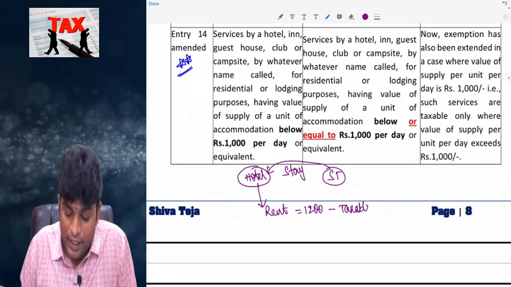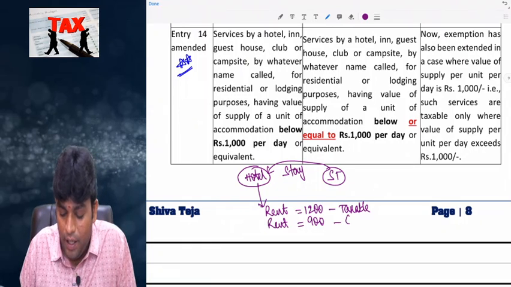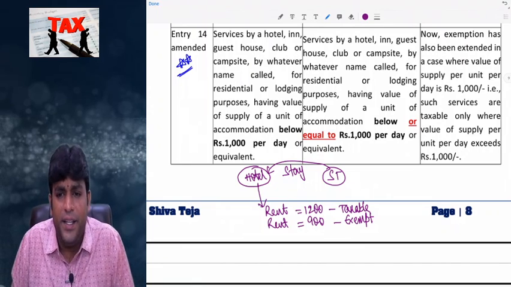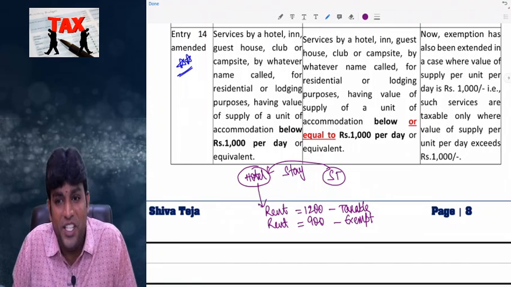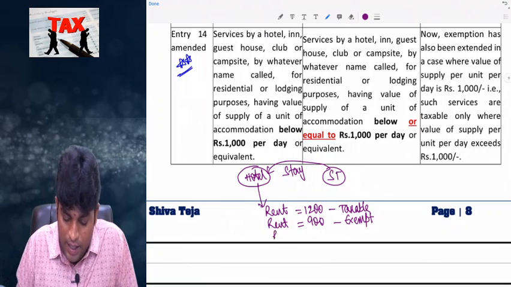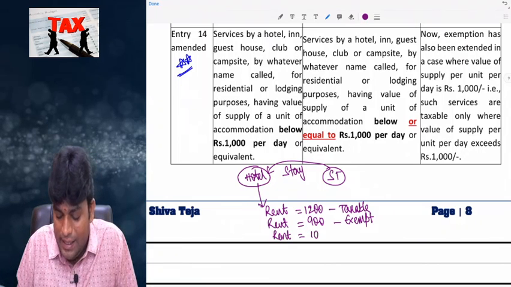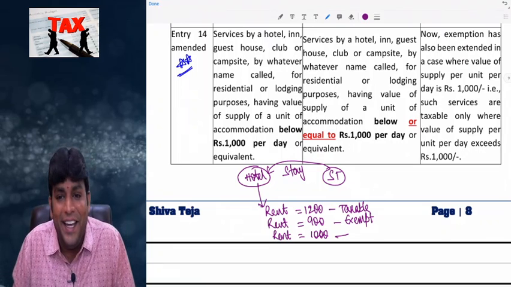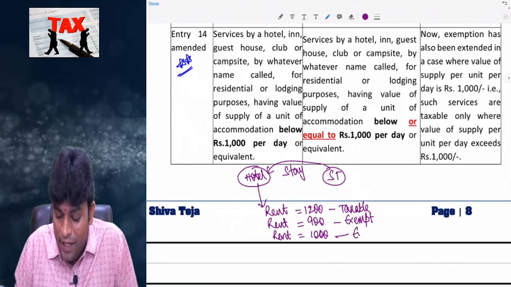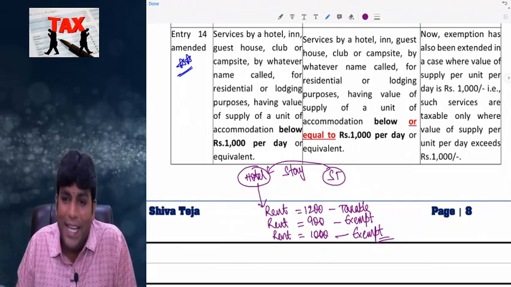Then it's definitely taxable. Hotel rent is 900 per day. It is definitely exempt. When I say rent, that means net rent after discount. Net charges after discount, whatever amount they collected. Then, let's say if the amount collected is exactly 1000. Earlier, exact 1000 was taxable. But now they made an amendment that exact 1000 is also exempt.